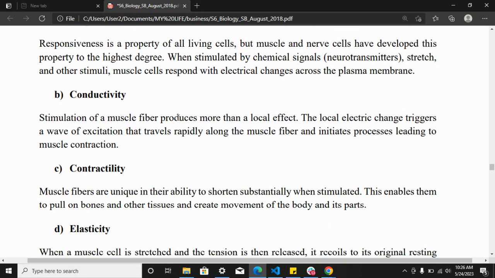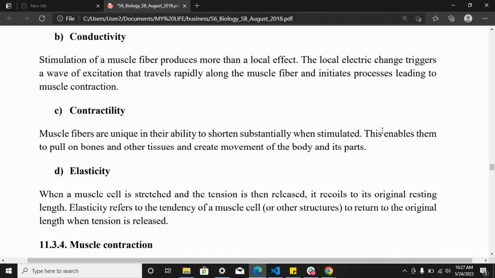Next, they conduct, right? They have conductivity. What is conductivity? Since we saw that muscles are one of the effectors, it means they conduct the response in the form of electric charges. This comes from a nerve impulse that was produced. So that is really the conductivity. So when they conduct that change, what happens next? Muscle contraction happens.